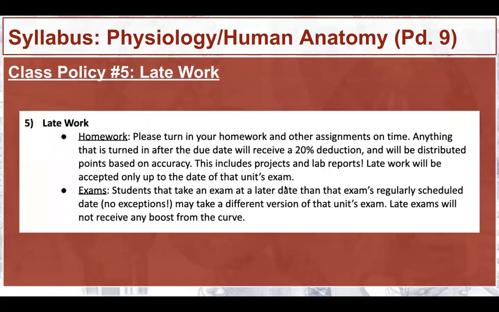In terms of exams, please be there on the day that I give the exam. As an incentive, I will give you the possible curve, but if you're not there the day that I administer a test, then you will get a different version of that exam and you will not receive a curve.